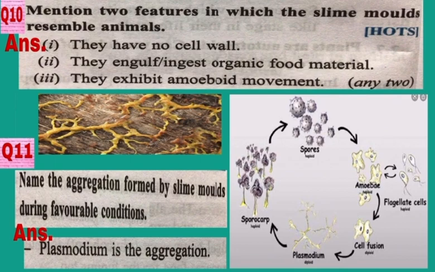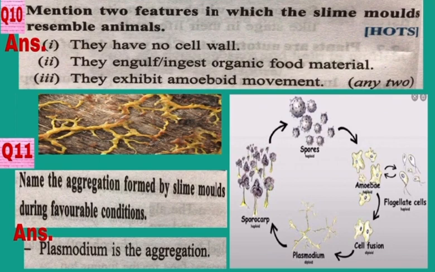Question number 11. Name the aggregation formed by slime mold during favorable condition. Answer is, under suitable or favorable conditions, they form plasmodium. You can see the picture of plasmodium shown here. They grow and spread over several feet.